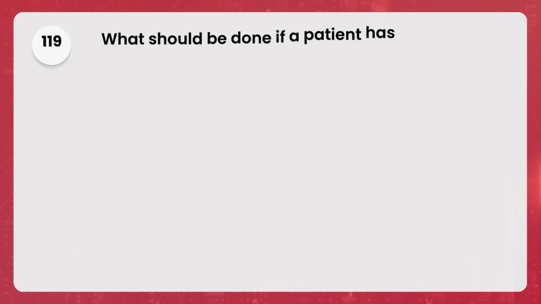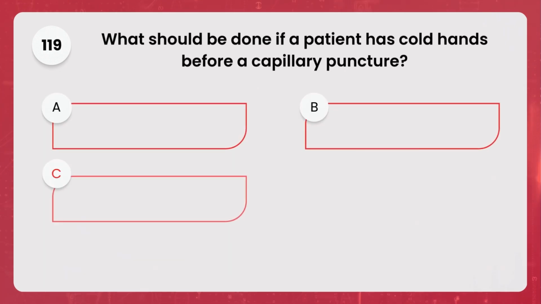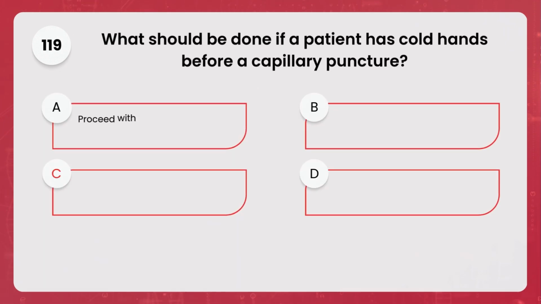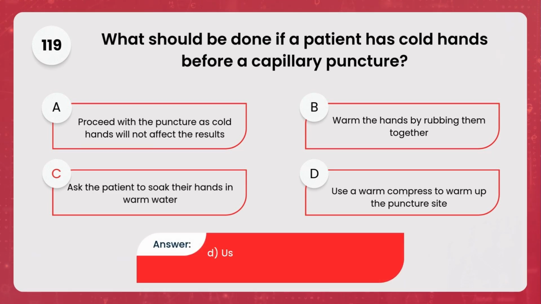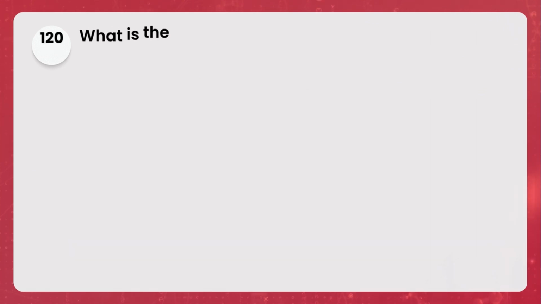Number 119. What should be done if a patient has cold hands before a capillary puncture? A. Proceed with a puncture as cold hands will not affect the results. B. Warm the hands by rubbing them together. C. Ask the patient to soak their hands in warm water. Or D. Use a warm compress to warm up the puncture site. The answer is D.